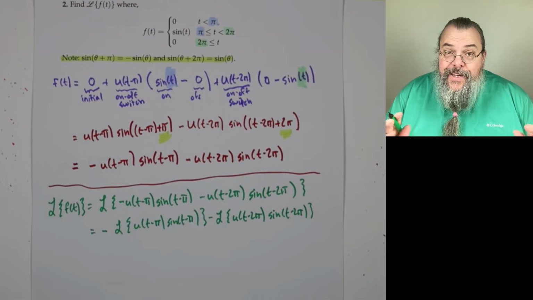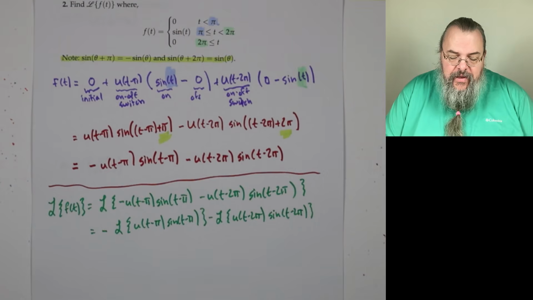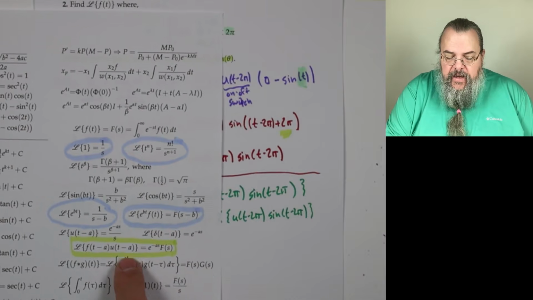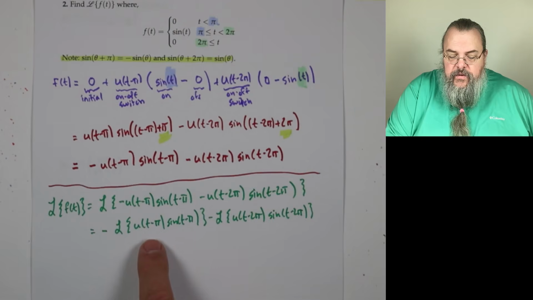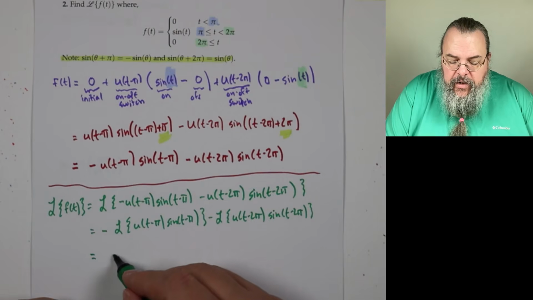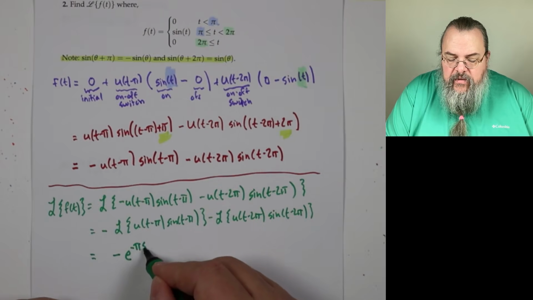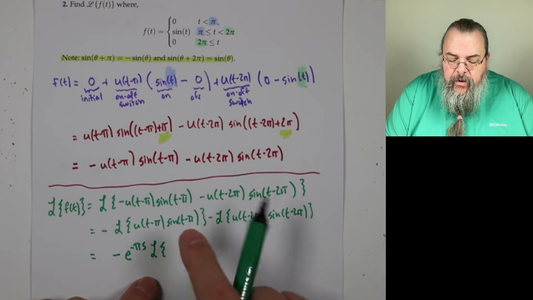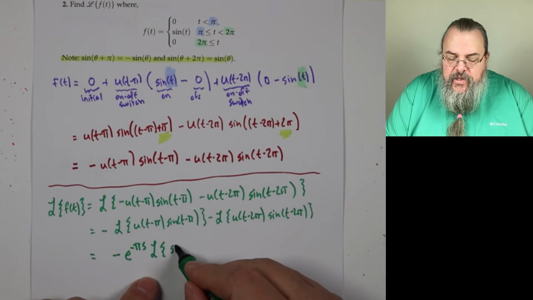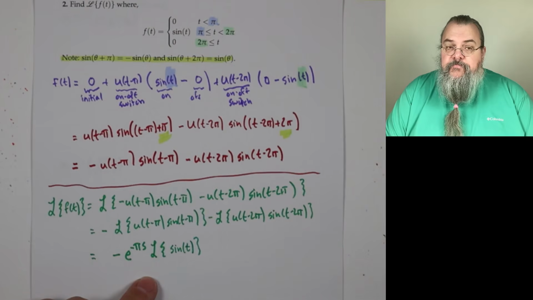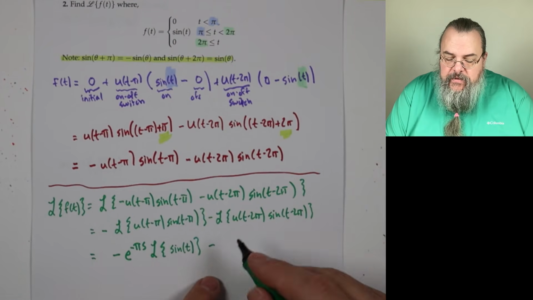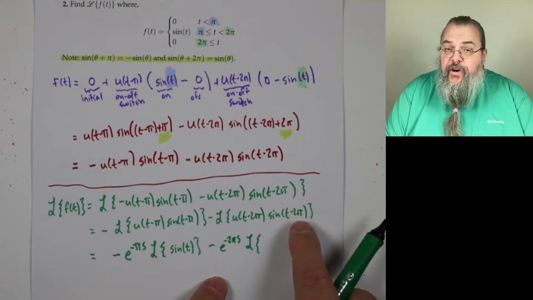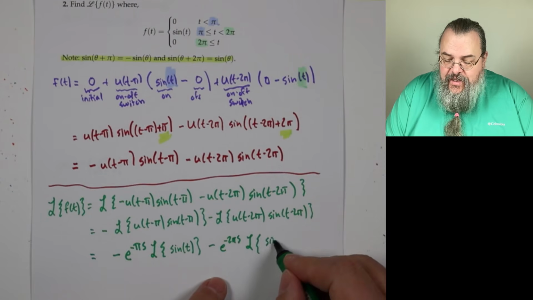All right, linearity, so you break things up into small pieces, and we come back and say, okay, we're going to have an e to the minus as, if you have a u of t minus a. So u of t minus pi, that tells us we're going to have a minus e to the minus pi s. And then what? Well, then do the Laplace of what it's attached to, but drop the shift. Minus, now here, we're going to have e to the minus 2 pi s, and then do the Laplace of what it's attached to, but drop the shift. And so sine of t.